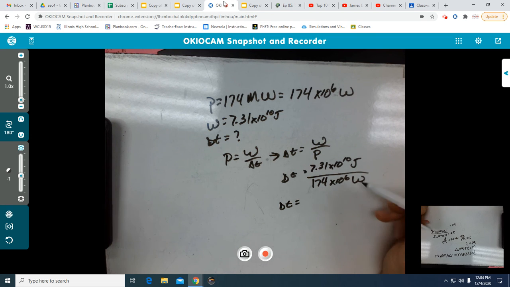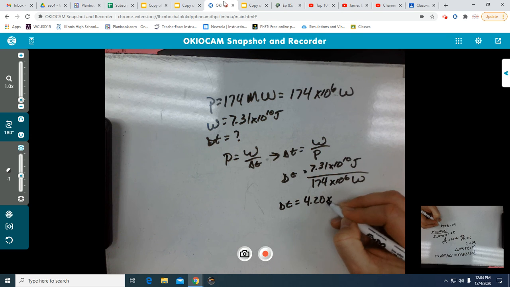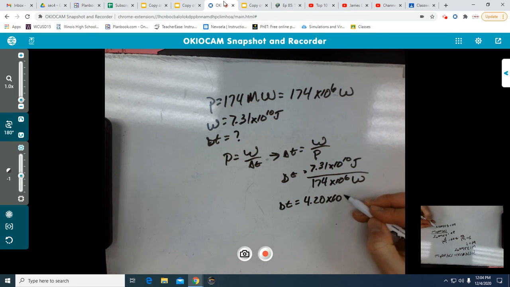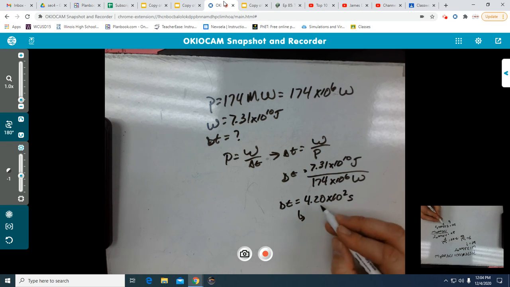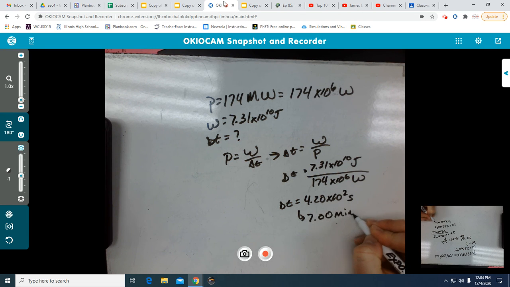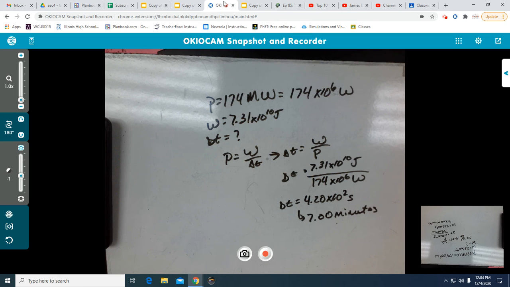So when we calculate all of this, we end up getting an answer of 4.20 times 10 to the second seconds. Well, that's quite a bit. So we can convert seconds to minutes, taking this value, and it ends up being approximately 7 minutes to complete that much work with that much power. Okay? So there you have it. A couple basic calculations for you regarding power.